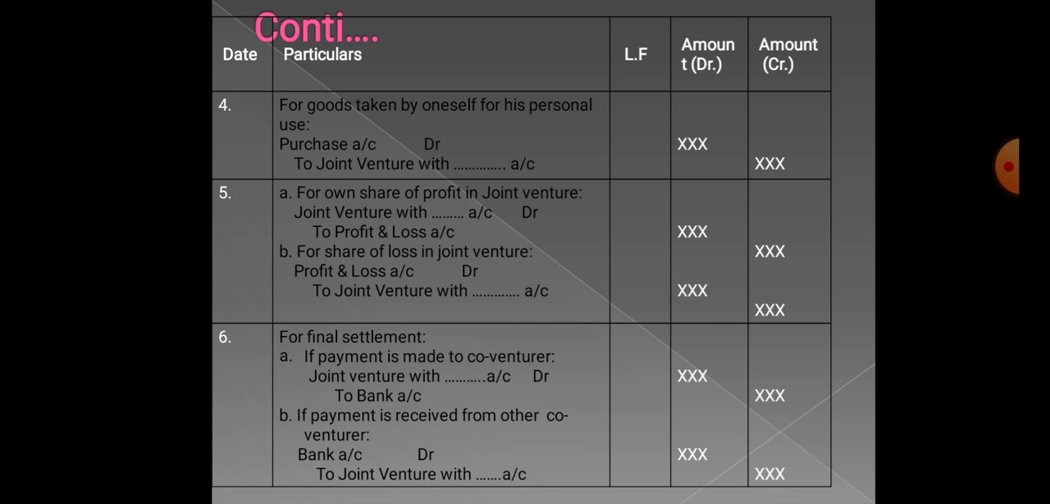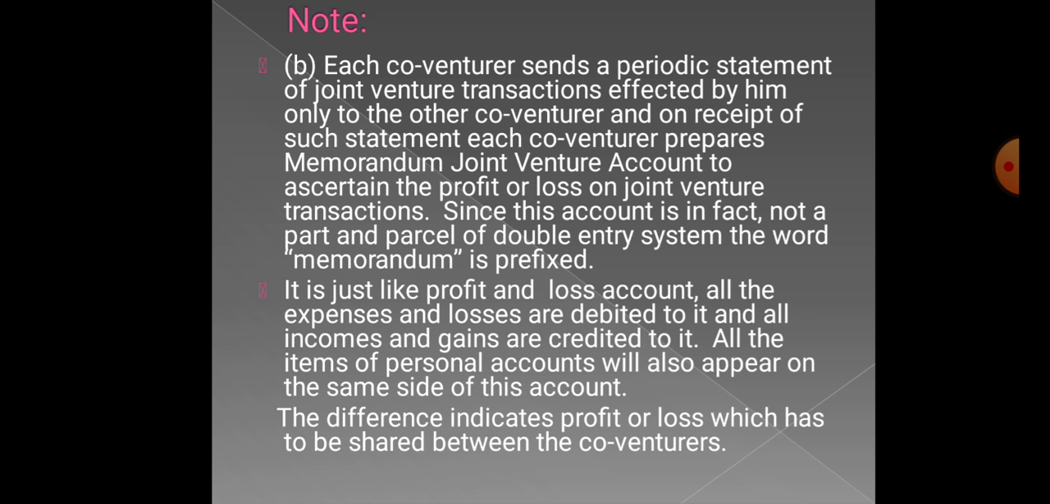So here I will conclude it. One thing we have to remember always, that is each co-venturer will be sending a periodic statement of joint venture transactions which are being affected by him only to the other co-venturer. And on receipt of such statement, each co-venturer prepares a memorandum of joint venture account to ascertain the profit or loss on joint venture transactions. So this account is not a part and parcel of the double entry system.